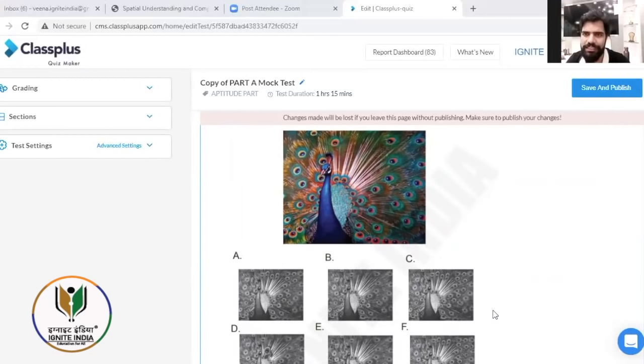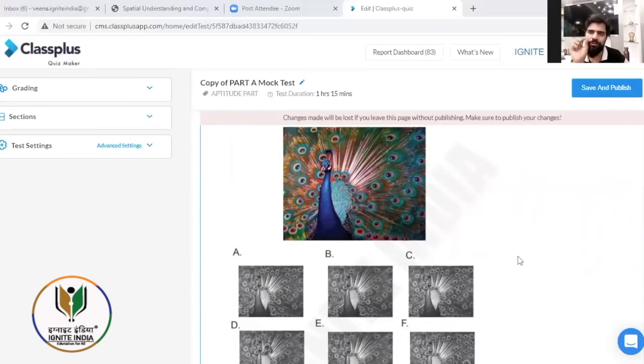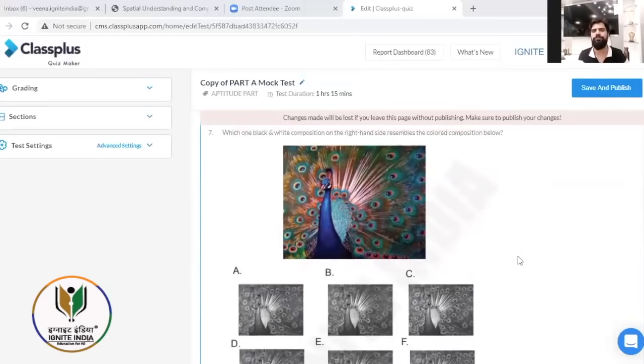I see A I can easily eliminate, because again I will go back to the question. I would like to tell you guys, you need to read the question very carefully. In the question, it is very clearly mentioned which one is black and white. So do not leave it there, thinking, oh, black and white, I have solved this question, I know the answer. No. Read the entire question. Black and white composition on the right hand side. That means the right side of the composition.